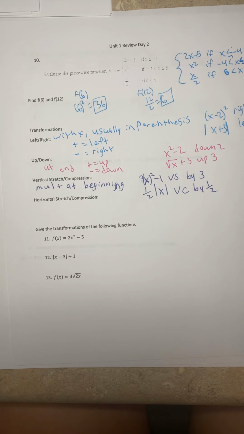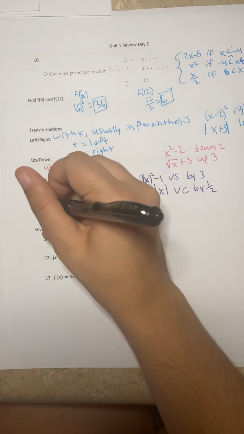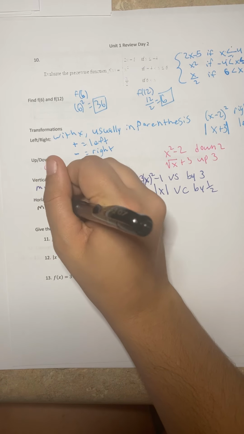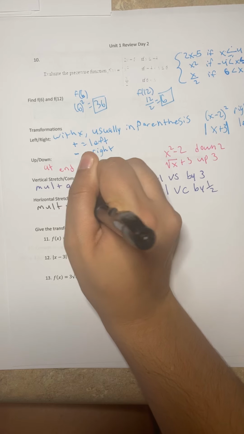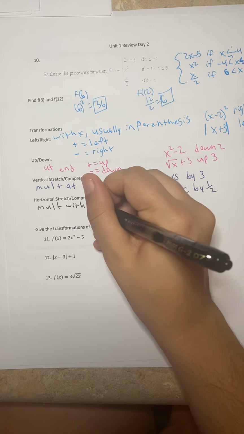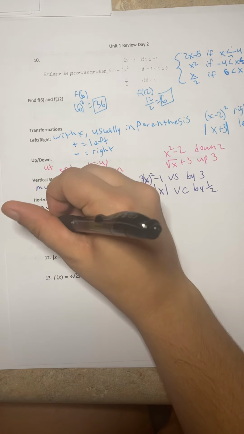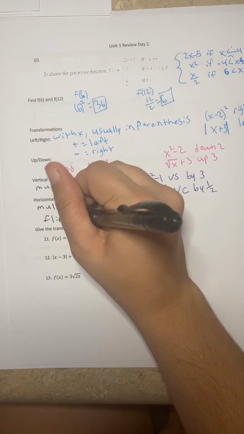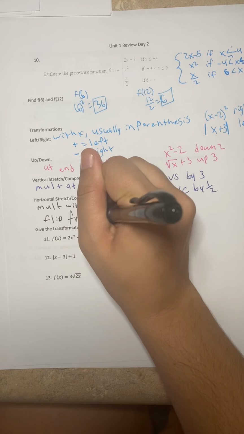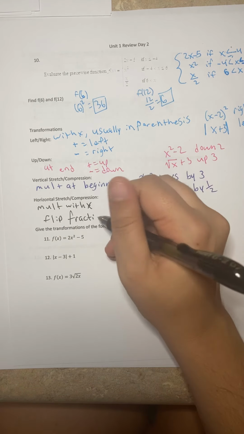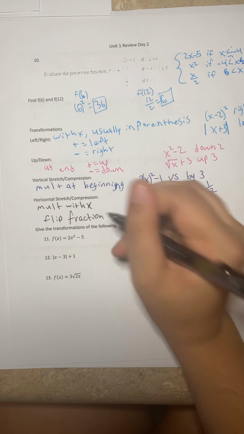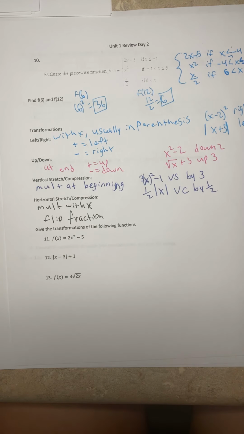And then with horizontal stretch and compression, that's where a lot of people had issues because it's always multiplied with x. And before you can ever say whether it's a stretch or compression, you must always remember to flip the fraction. This is where y'all had issues with vertical and horizontal, because you would have issues with which one you flip. It's always horizontal that you flip.